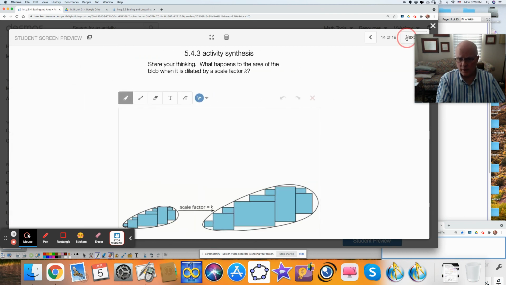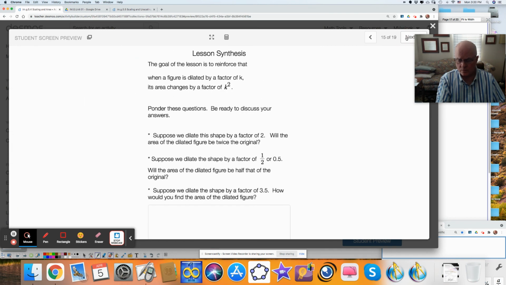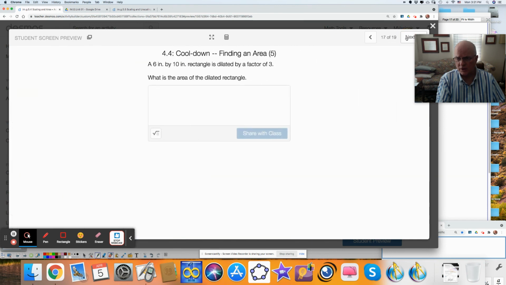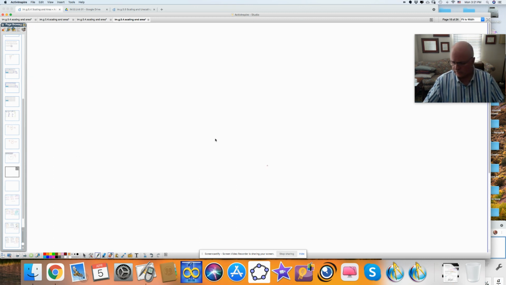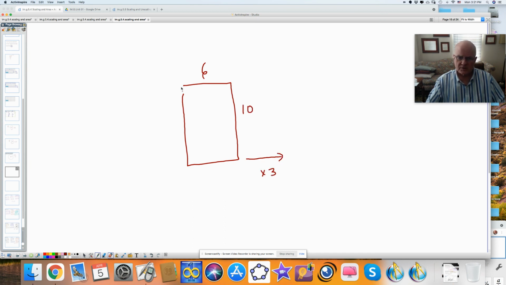There is a lesson synthesis and a summary page. And then this last question, which is, if you have a 6 by 10 rectangle and it's dilated by a factor of 3, what's its new area going to be? I'll just show you this one. If I have a 6 by 10, I'm going to scale it up 3 this way, and I'm going to scale it up 3 this way.